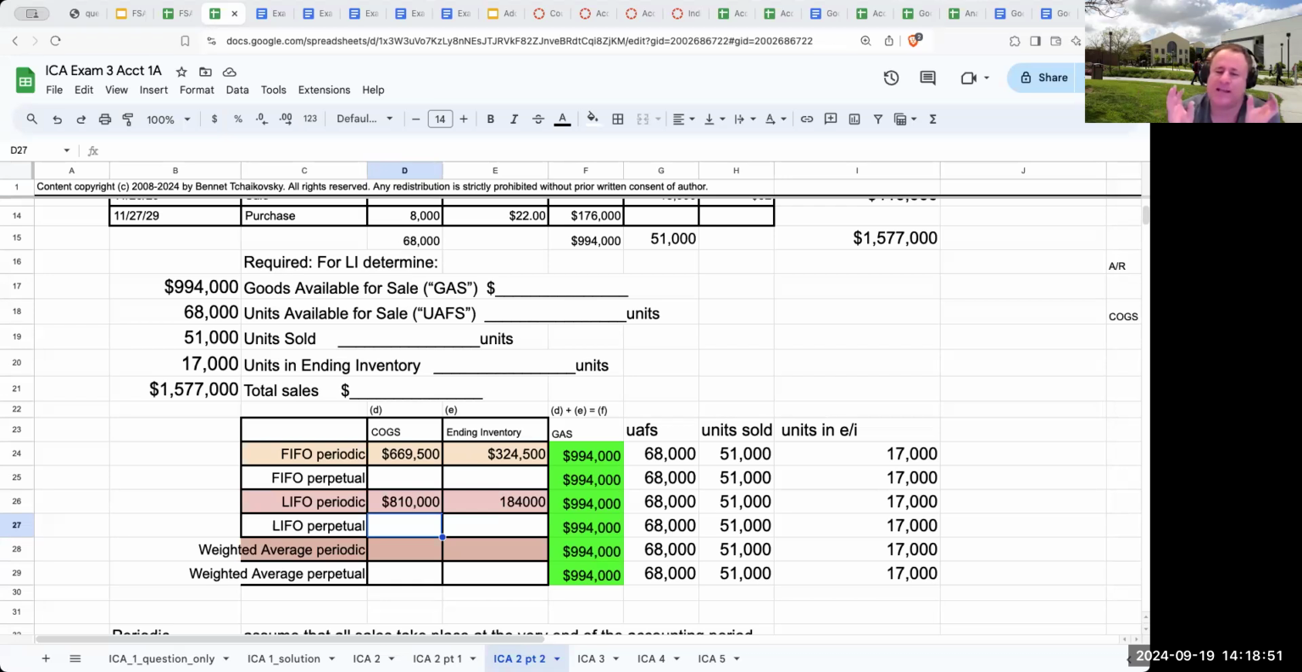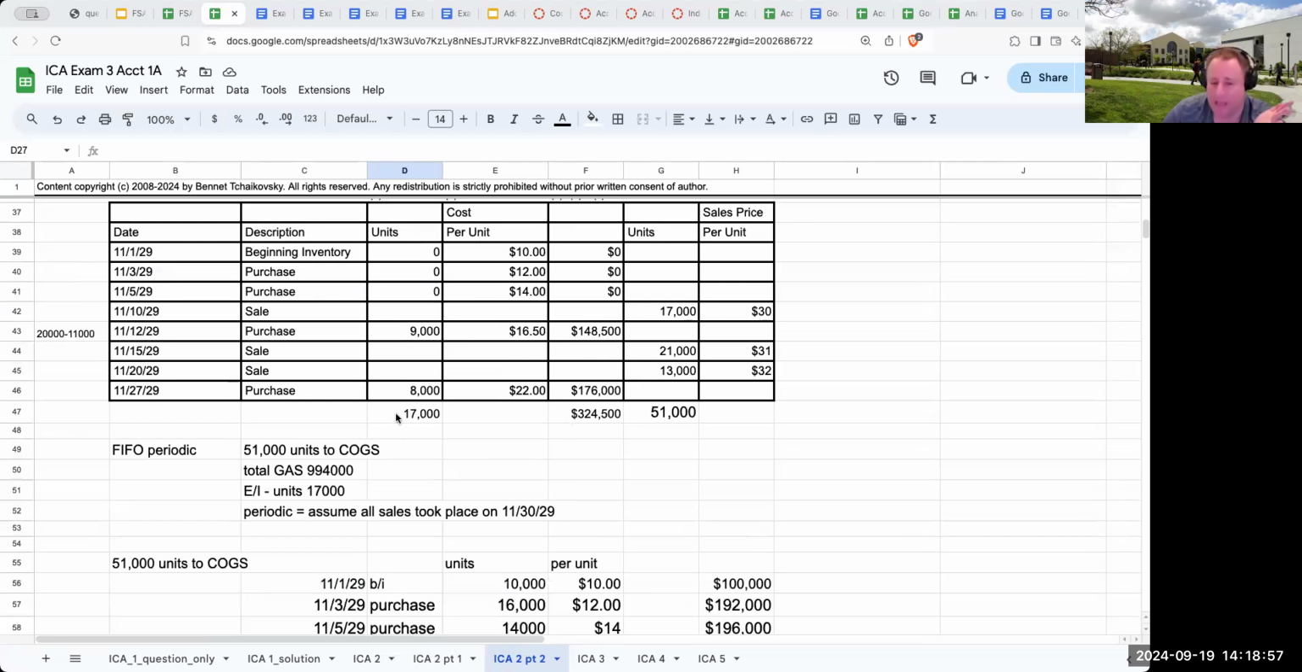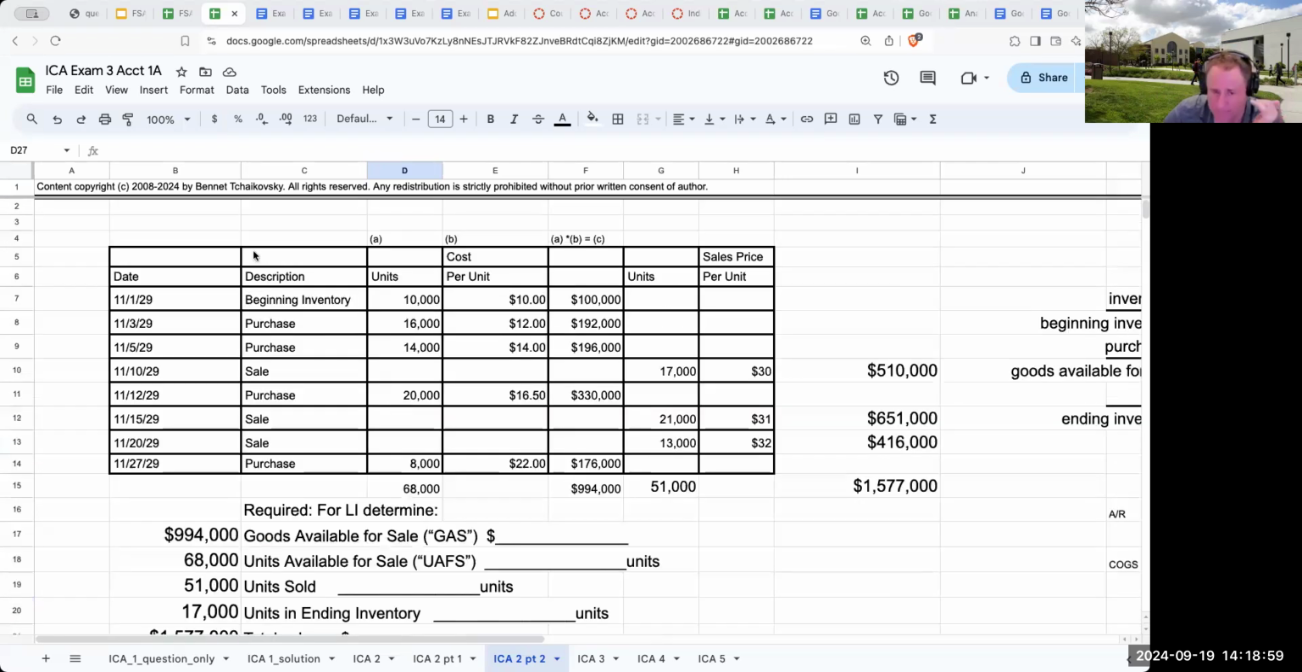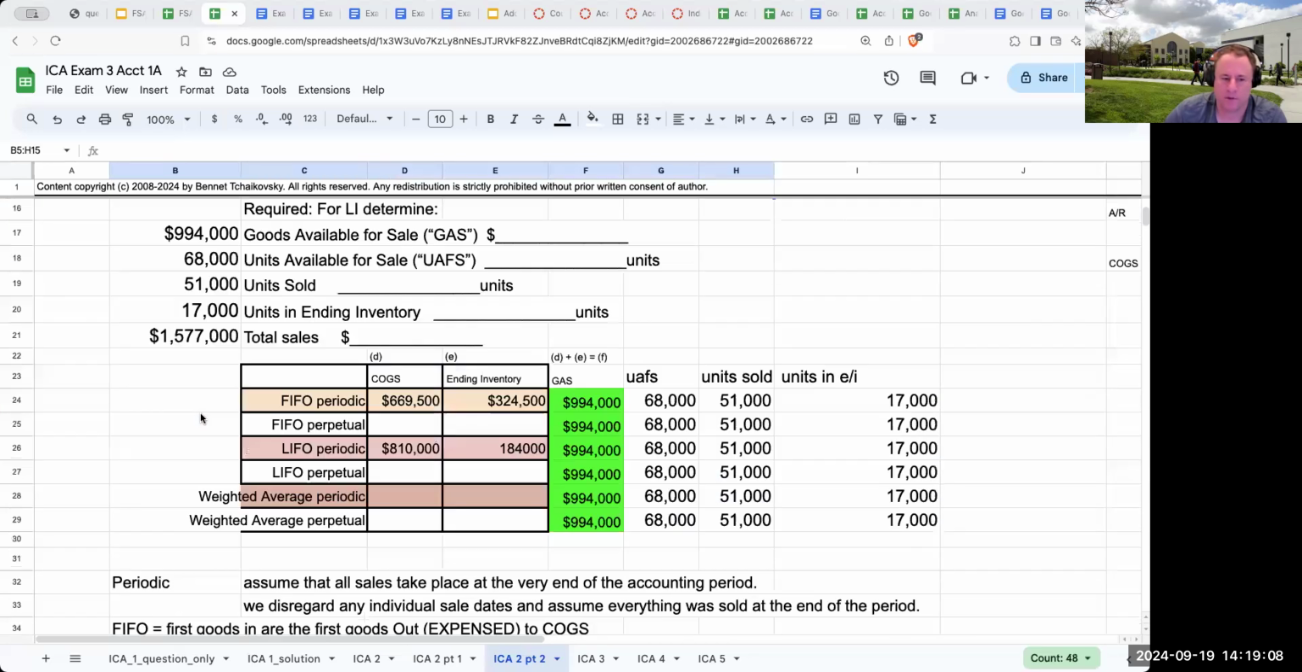Okay, that is LIFO periodic. Remember, periodic, we are assuming all sales happened at the very end of the accounting period. Now, the very last one we're going to do is going to be weighted average periodic.